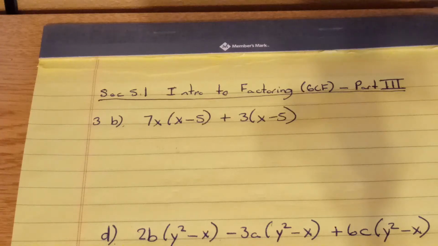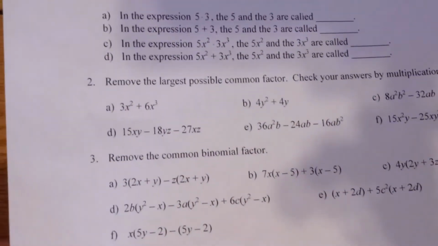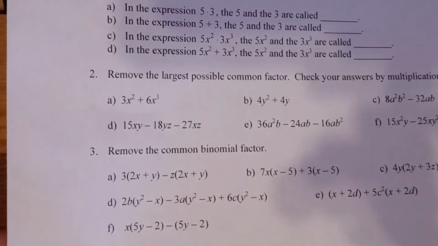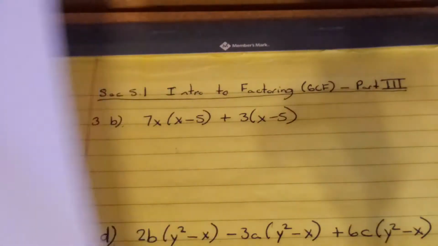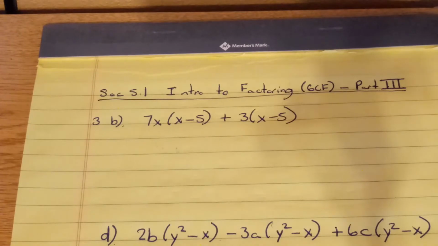All right, class, we're going to go ahead and take a look now at part 3. So this is the last part in section 5.1. So we're going to take a look at a different couple of examples. So far, what we've done is the coefficient, the variable, and the combination of coefficient and variable.